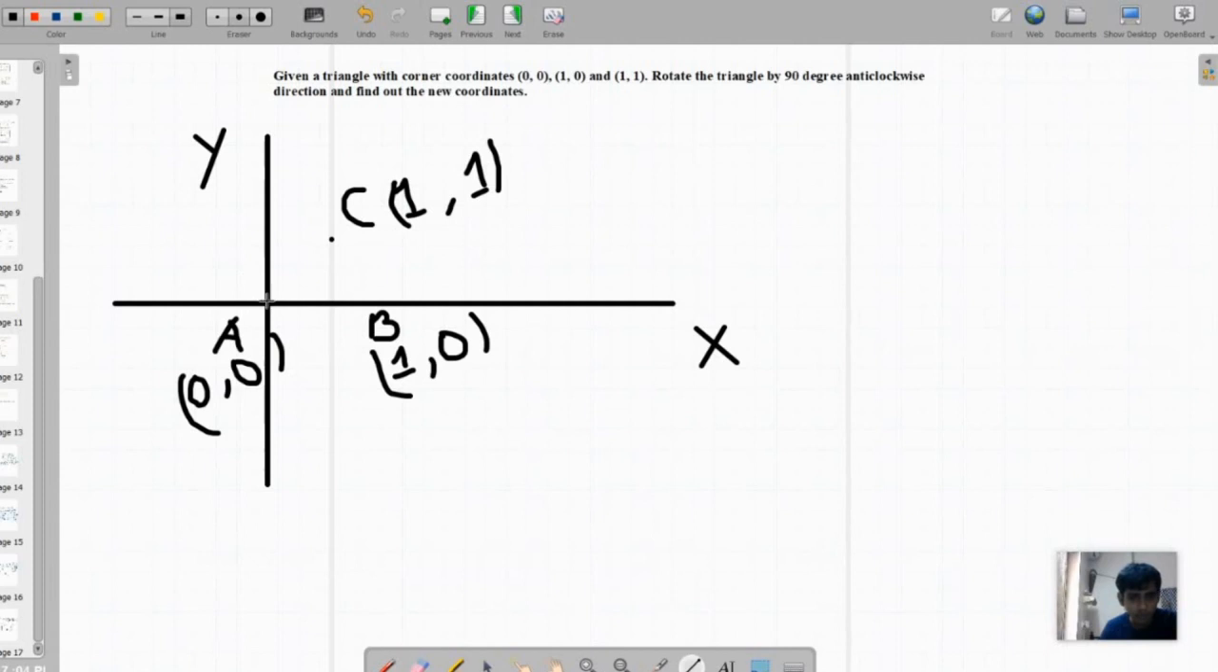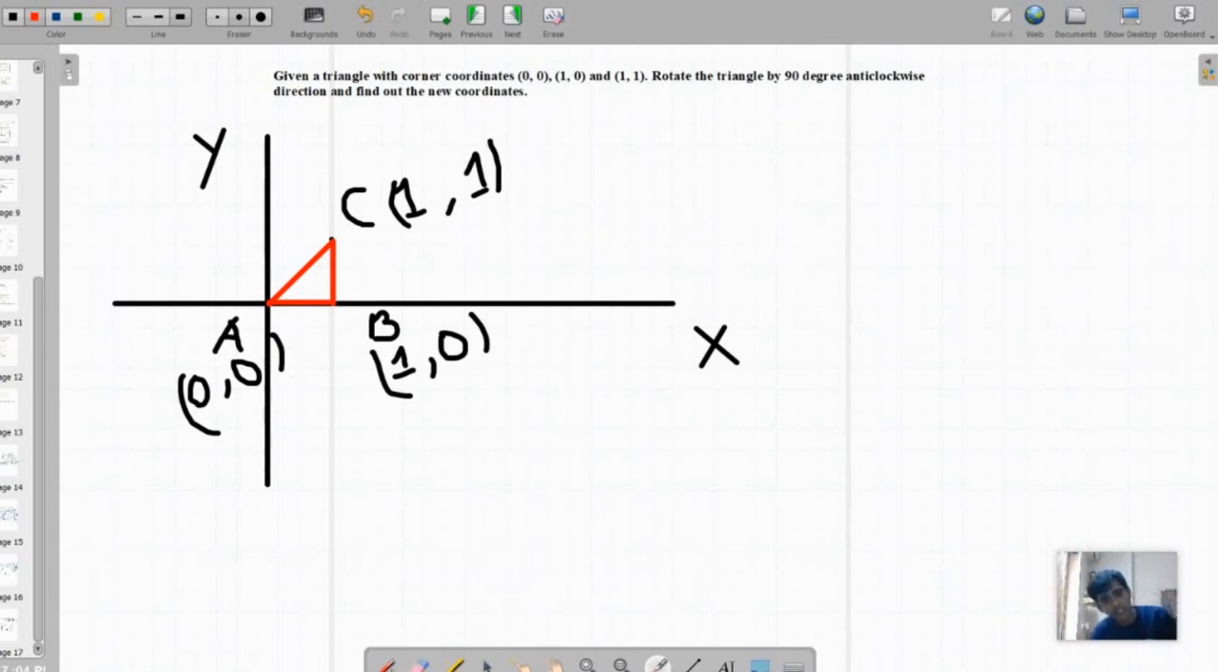Sorry, I must draw this with another color so it becomes visible. Yes. ABC triangle. Now it's done. Now you can see that you have the triangle as per the problem statement. You have the corners located at 0, 0, 1, 0 and 1, 1. Now you are told to rotate the triangle by 90 degrees in the anti-clockwise direction and find out the new coordinates.